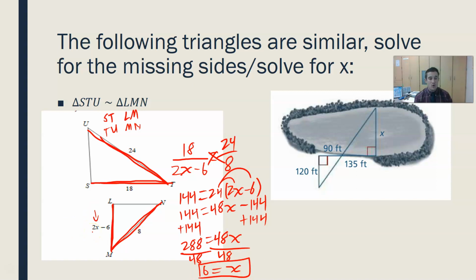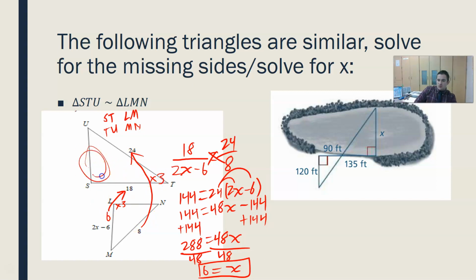Then if I wanted to find the side length, I'd take 2 times 6 minus 6. 2 times 6 is 12, minus 6 is 6. So the length of this side would be 6. Now if I go back, let's take a look at the ratio between these sides. To get from 6 to 18, I multiply by 3. To get from 8 to 24, I multiply by 3. So this triangle right here is a dilation of this triangle with a scale factor of 3.